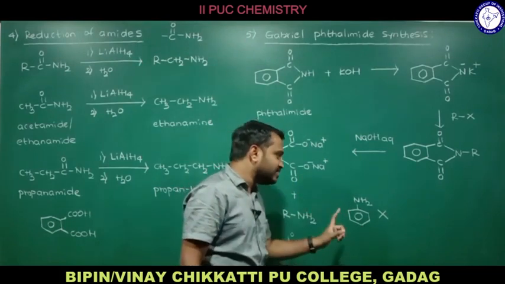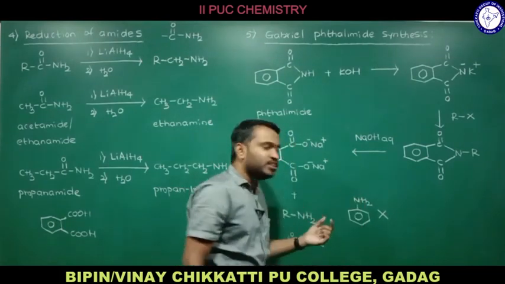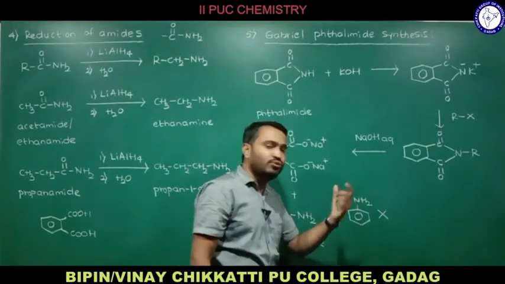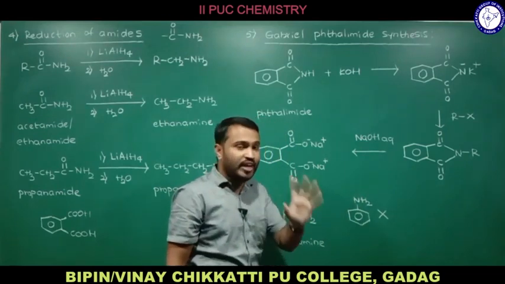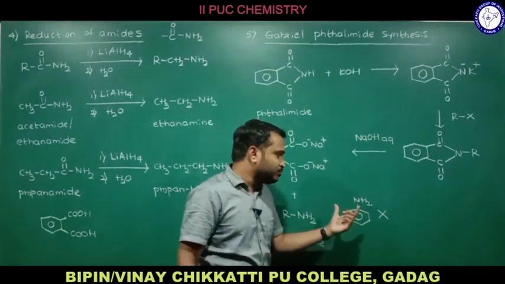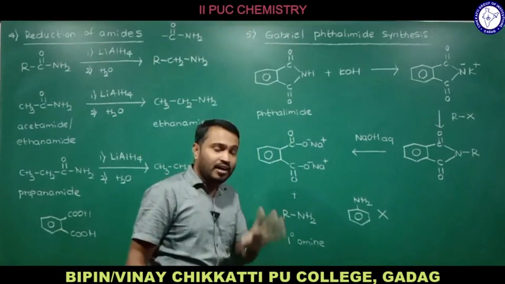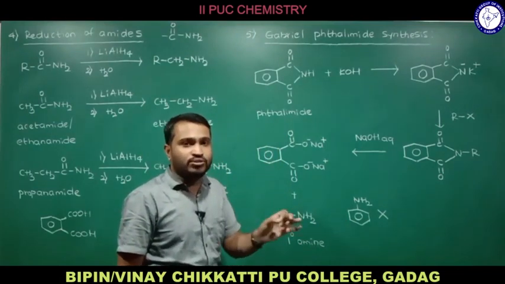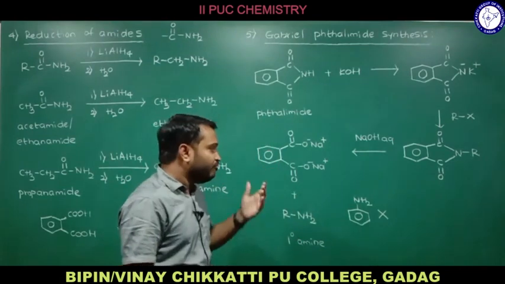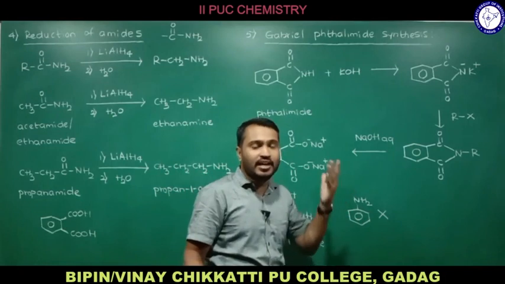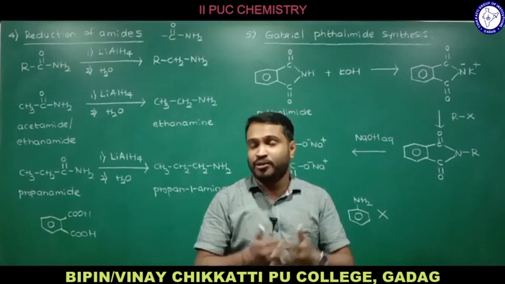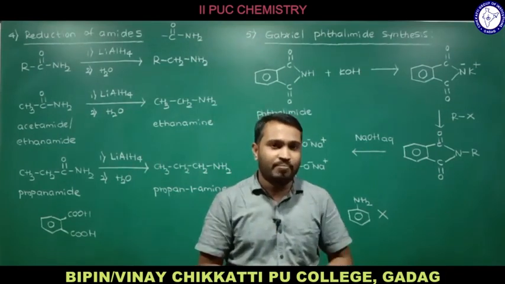Because of that reason, the lone pair of electrons present on the nitrogen are involved in the benzene ring, or delocalization of pi electrons takes place. Because of that, electrophilic substitution reaction is more preferred when compared to nucleophilic substitution reaction, or I can say aryl halide does not undergo nucleophilic substitution reaction with the anion formed by phthalimide. Because of that reason we cannot prepare aryl amines using Gabriel phthalimide synthesis, and that is all about the fifth method of preparation of amines, that is Gabriel phthalimide synthesis.